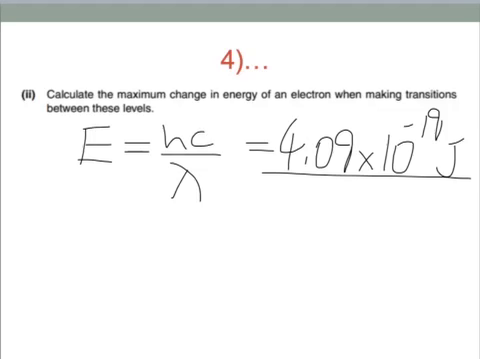Now, just as an aside, you're often asked to calculate such energies in terms of electron volts, which is another unit, of course, for energy. And just to remind you how to do that, you would take this energy in joules and divide it by the charge of an electron. And so if you did that, you'd calculate 2.56 electron volts.